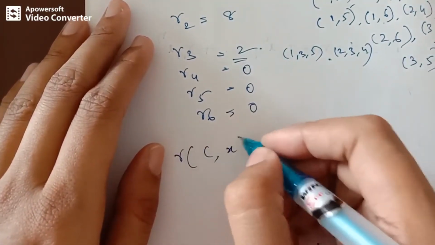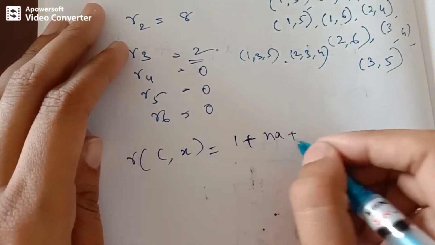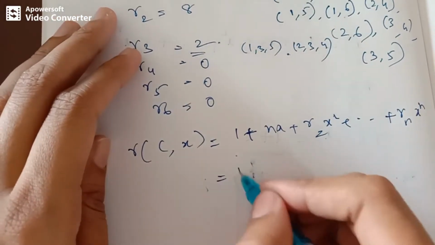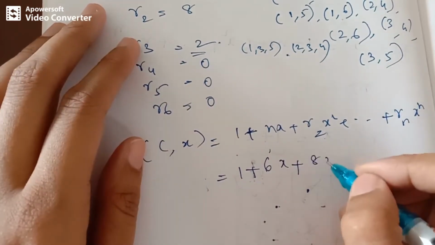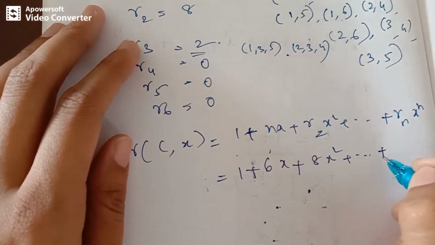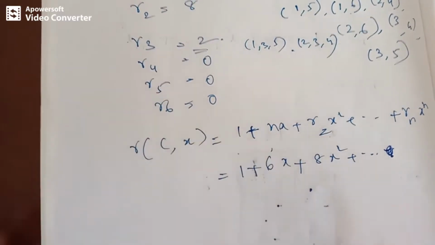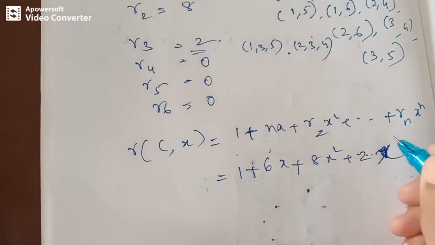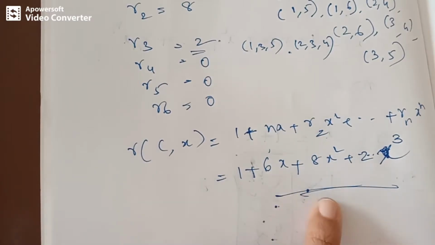Next, the rook polynomial is given by R(C, x). It is 1 plus nx plus R2 x squared plus so on plus Rn x raised to n. So it is 1 plus n, where n is the number of squares, which is 6x, plus R2, which is 8x squared, plus so on till R6. But since R4, R5, R6 are 0, we can write up till R3, which is 2x cubed. So this is the final rook polynomial: 1 plus 6x plus 8x squared plus 2x cubed.